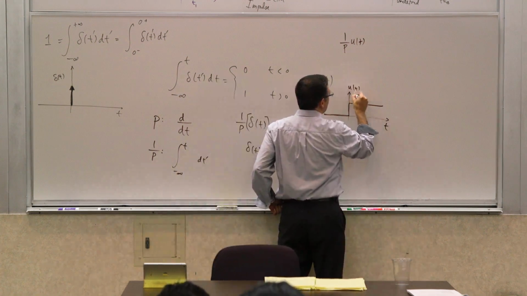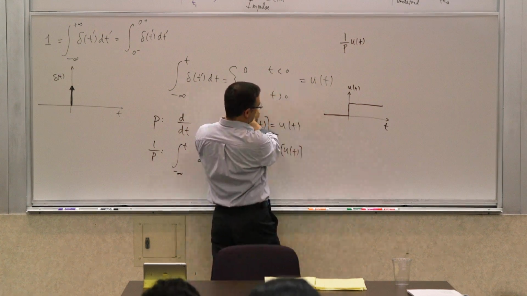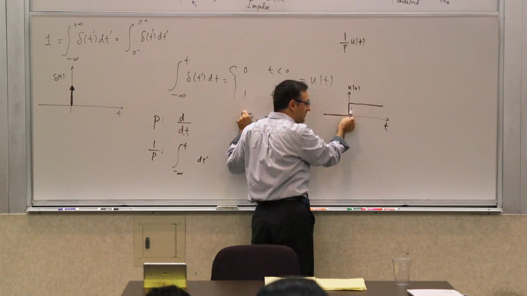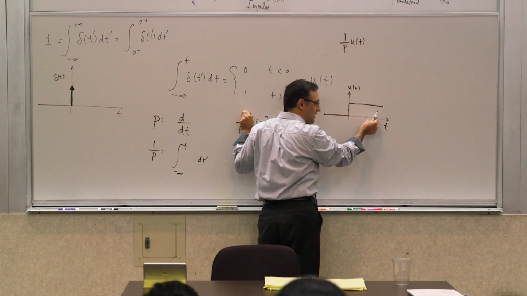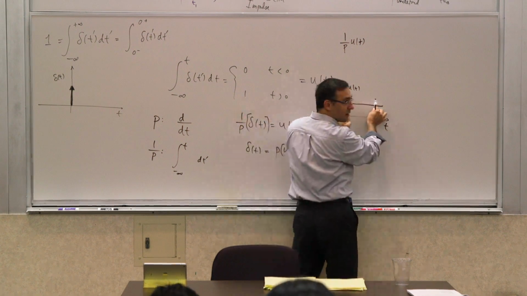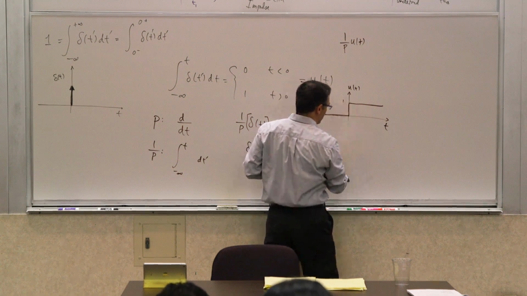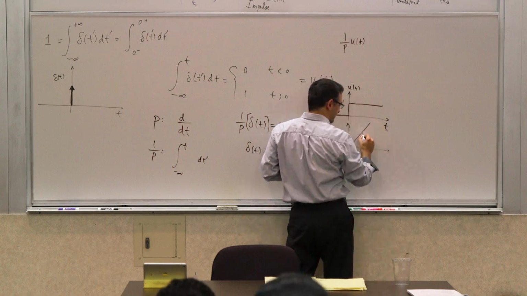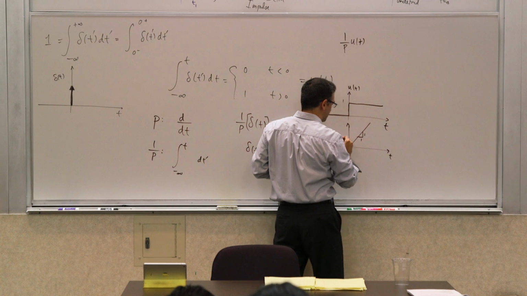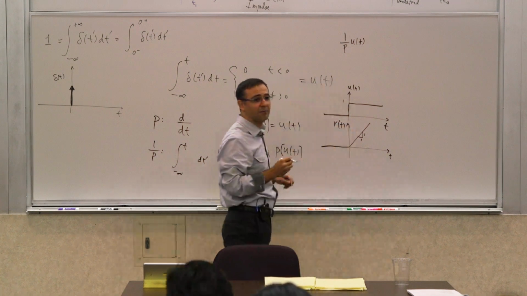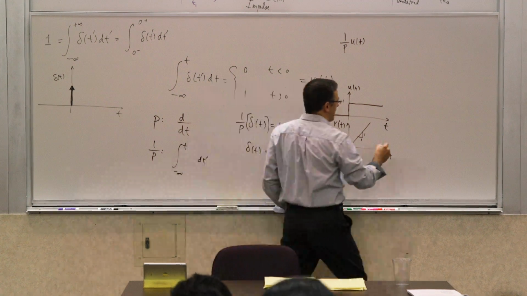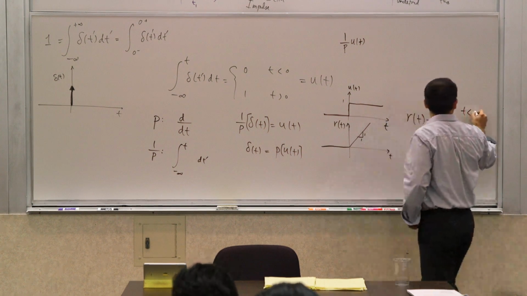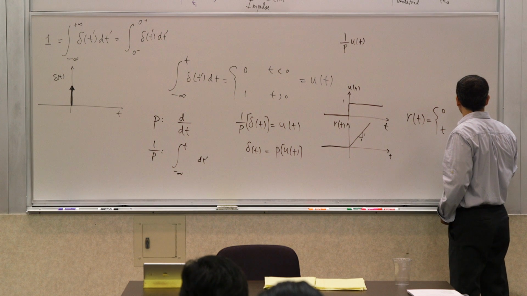So, okay, this is u of t. What is the integral of this thing, starting from negative infinity? What's the area? 0, 0, 0, 0. What is it here right at 0? 0, but then it starts increasing, right? The farther I go, the more area I accumulate. So what is the integral of this thing? t, right? So it would look like this, with a slope of 1. This is called the unit ramp function, which is defined as r of t equals 0 for t smaller than 0 and t for t greater than 0.